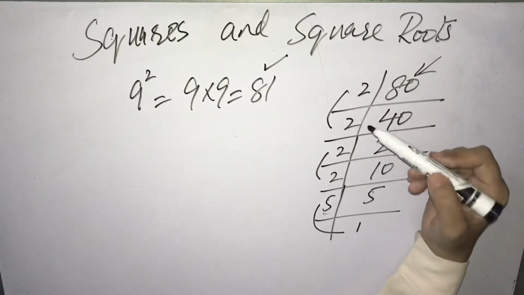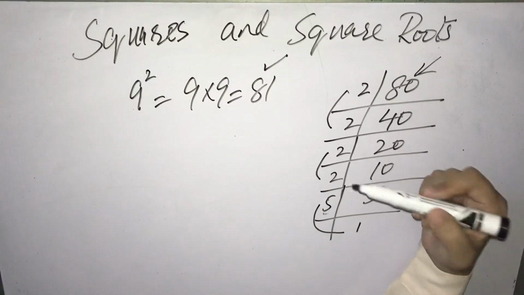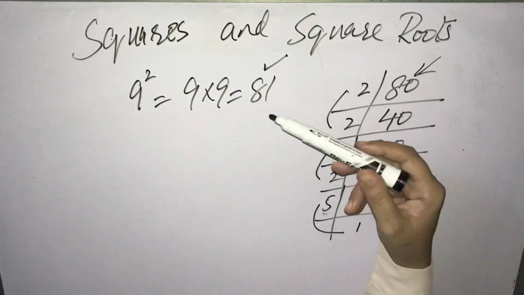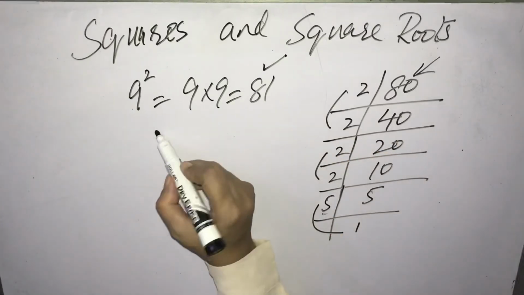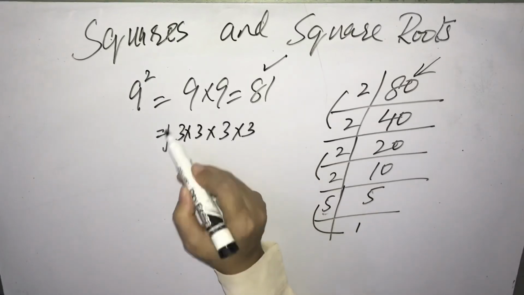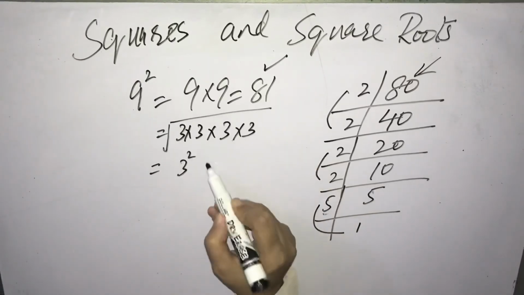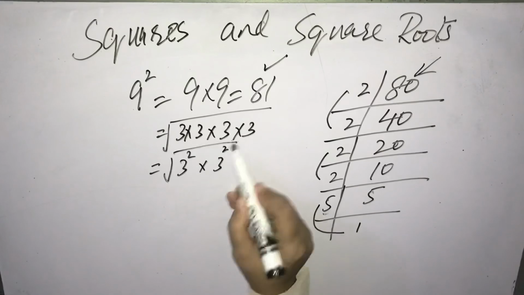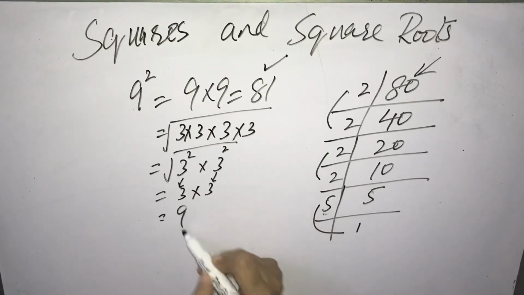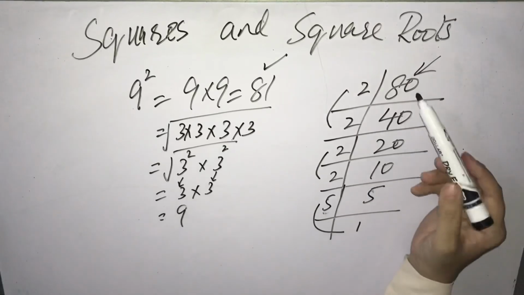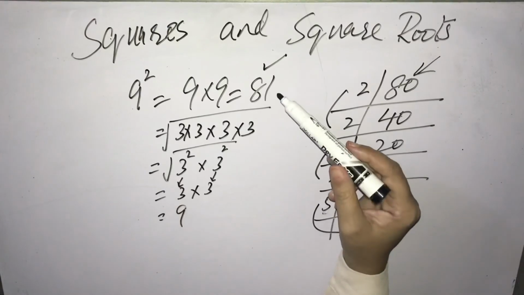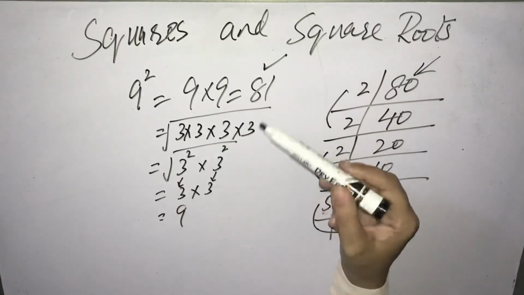Unless you have the pairs of prime numbers, you will not have the square root. 81 was a perfect square, that's why you could have 3 cross 3 cross 3 cross 3, and from these two sets you can have 1 3 from each pair. But here you cannot have pair of 5, so 80 is not a perfect square. 81 was a perfect square, so you were having pairs of prime numbers.